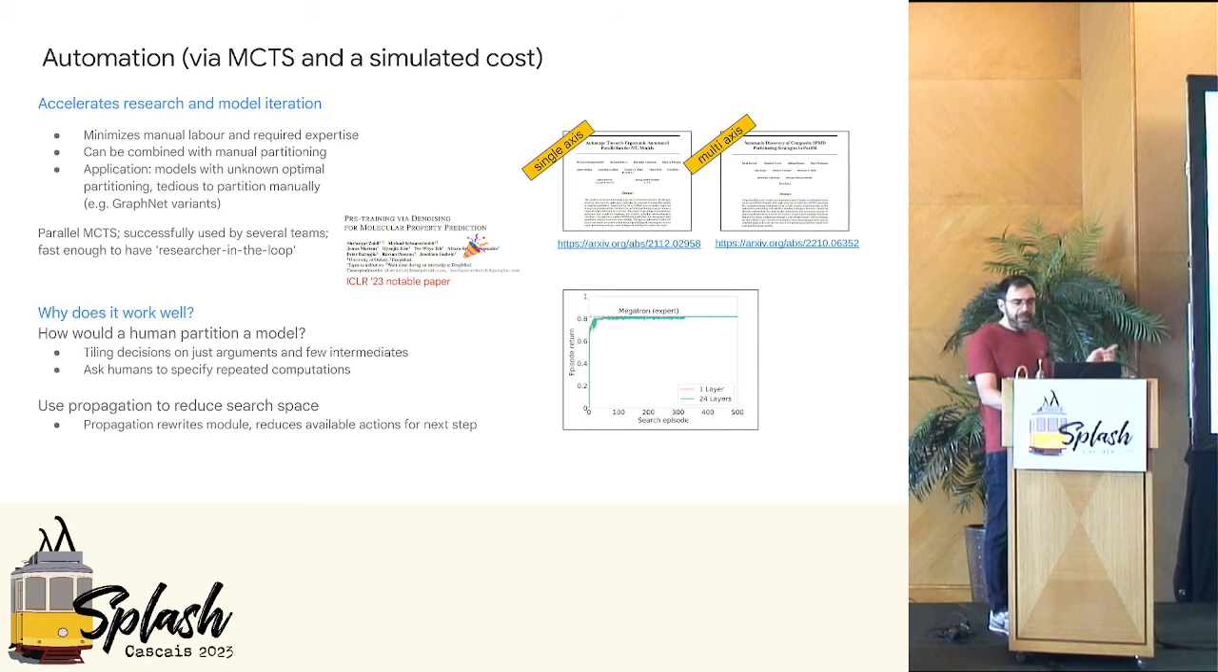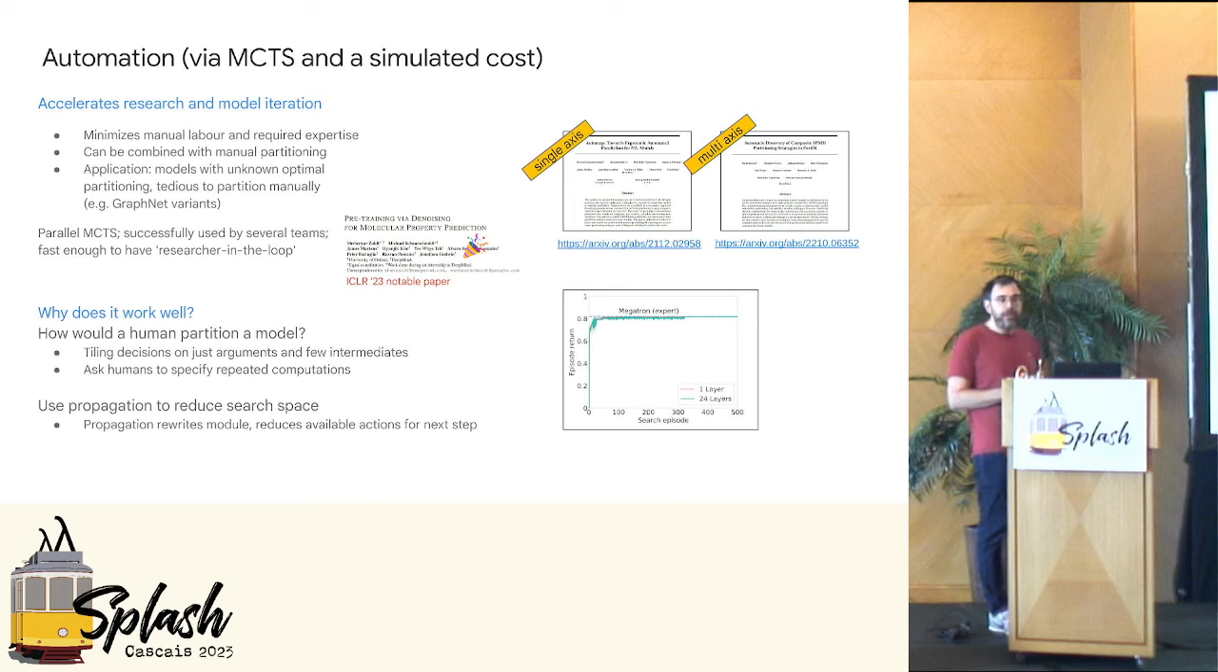Right, I just have one slide about automation. Automation was really important because it accelerated research and model iteration, and it really minimizes the manual labor, especially for teams that do not have experts. It's been used particularly for models where people have unknown or not universally agreed upon sharding strategies, like graph nets are an example of this.